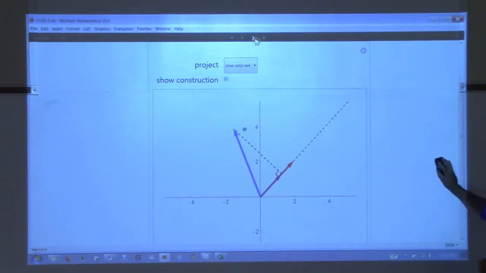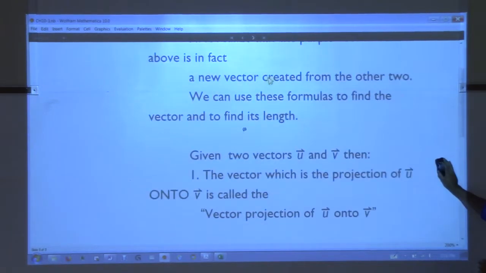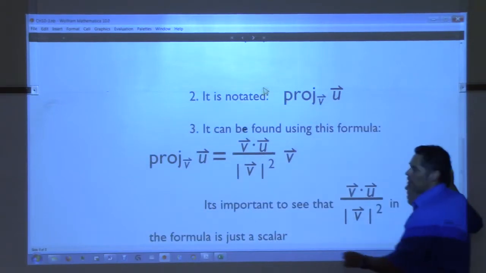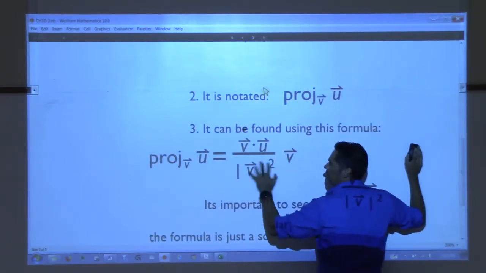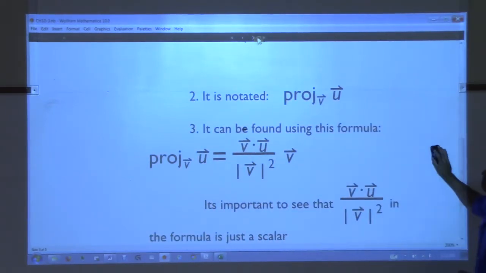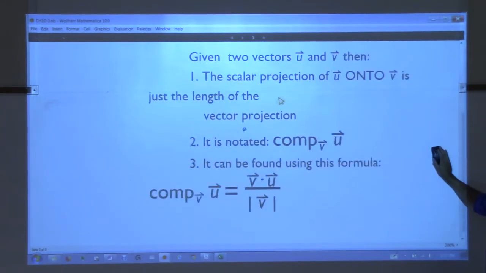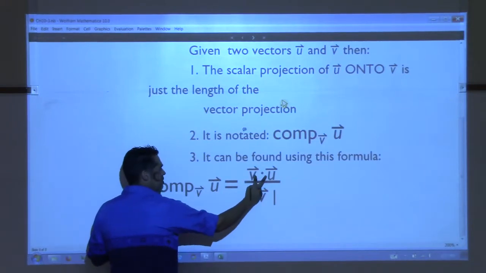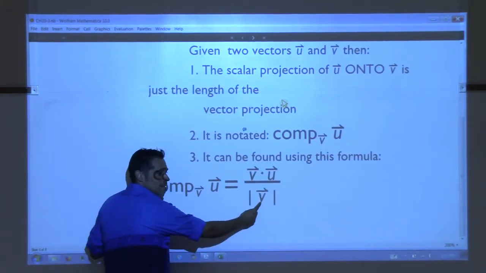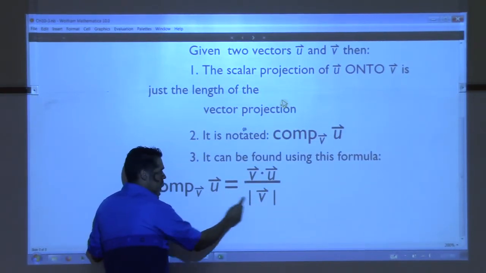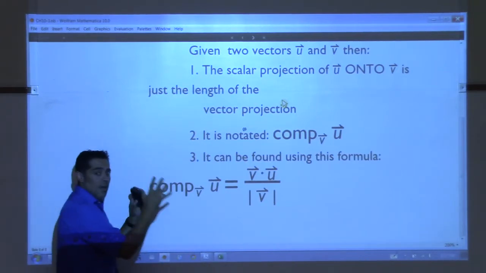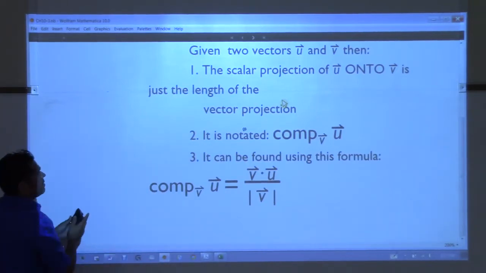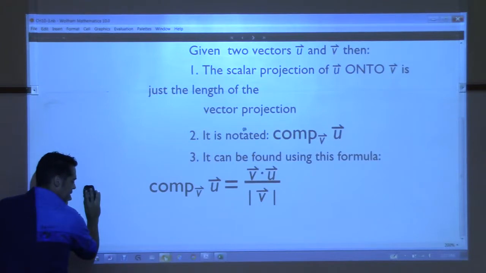And we did have two formulas for these. The projection vector was this one. If you project U onto V, you get this. But the component of U onto V was a much cleaner formula. All it said was what you need to do is take the two vectors, dot them, and then divide by the length of the vector you're projecting onto. All right? So I'm about to use this. Just wanted to refresh your memory there.